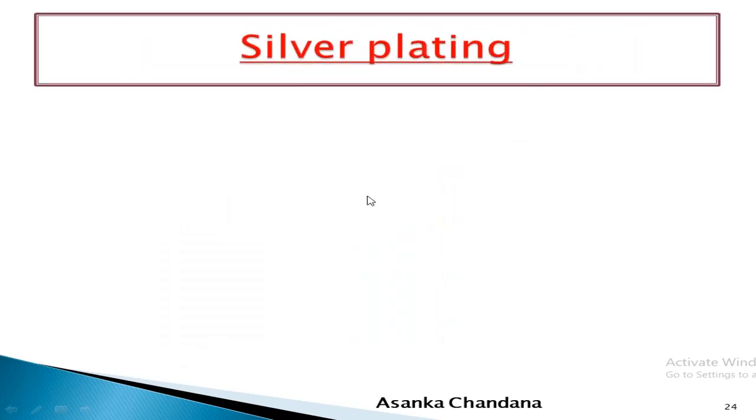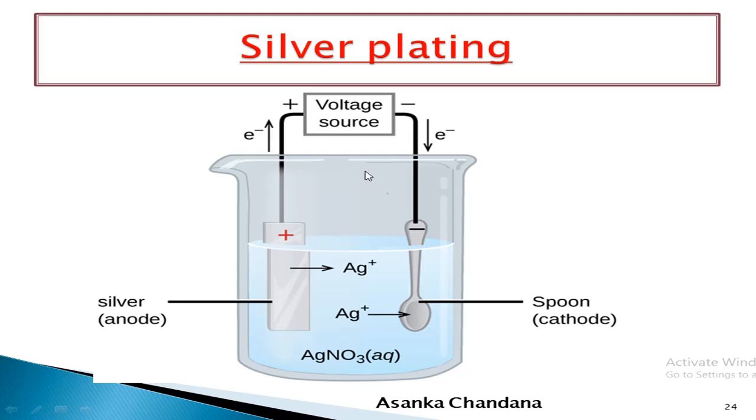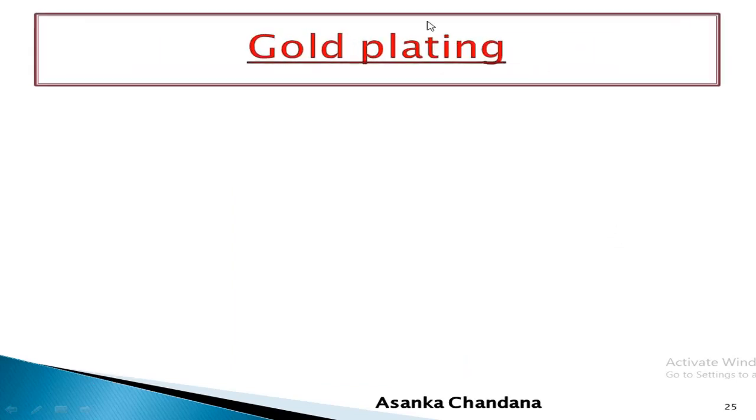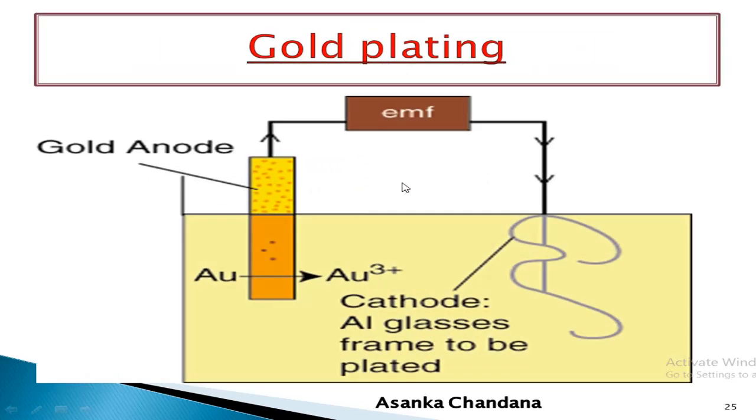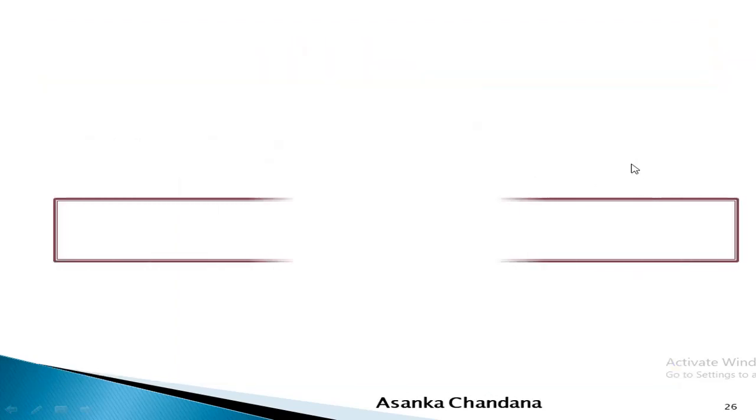Now when we consider silver plating, the positive terminal should be silver and the negative terminal should be the metal. Therefore, the silver contained in the anode is deposited on the spoon, which means the metal. In gold plating also, the positive terminal is gold and the negative terminal is the relevant metal. The electrolyte is gold cyanide solution.